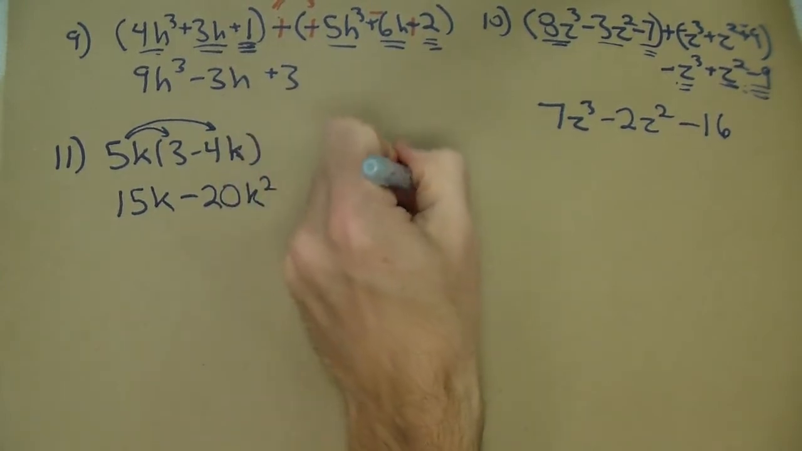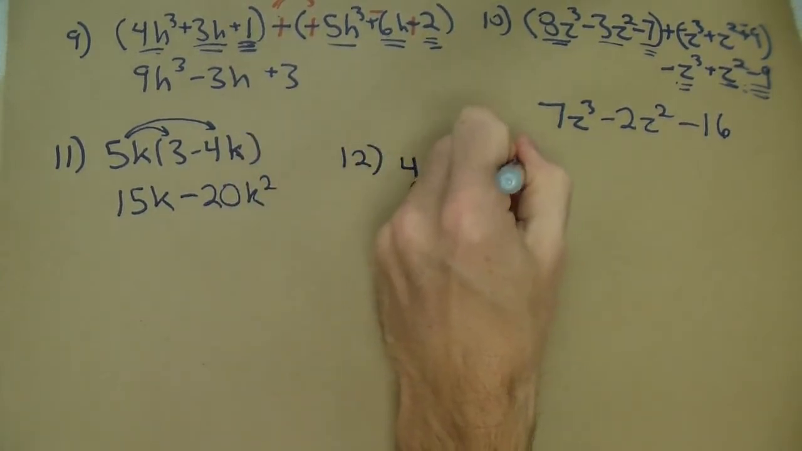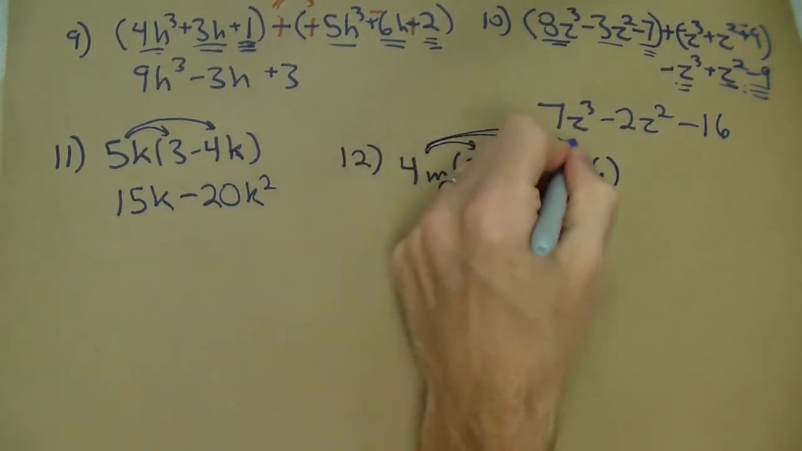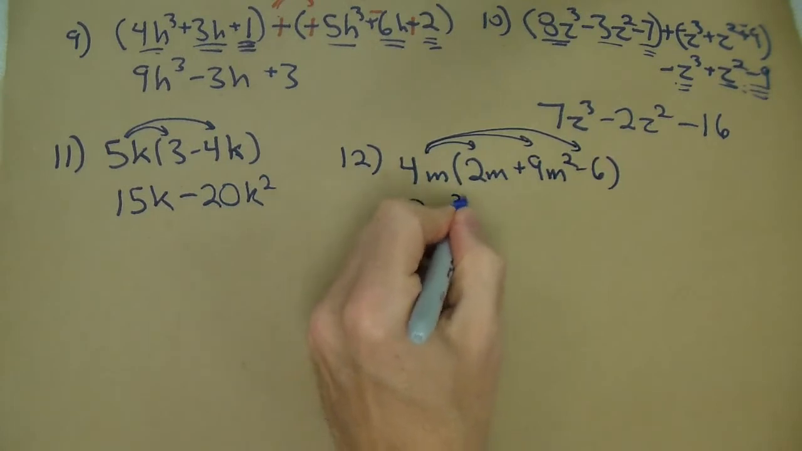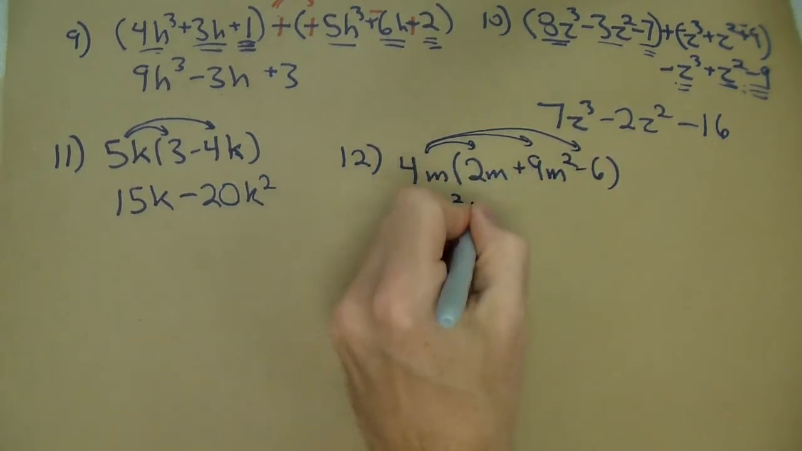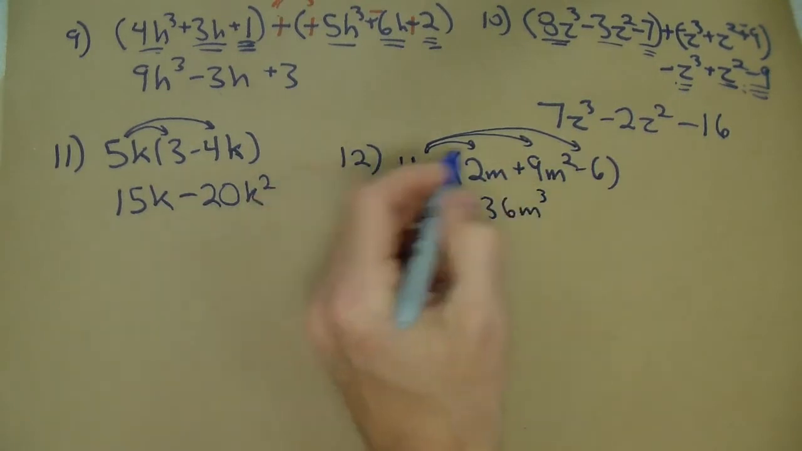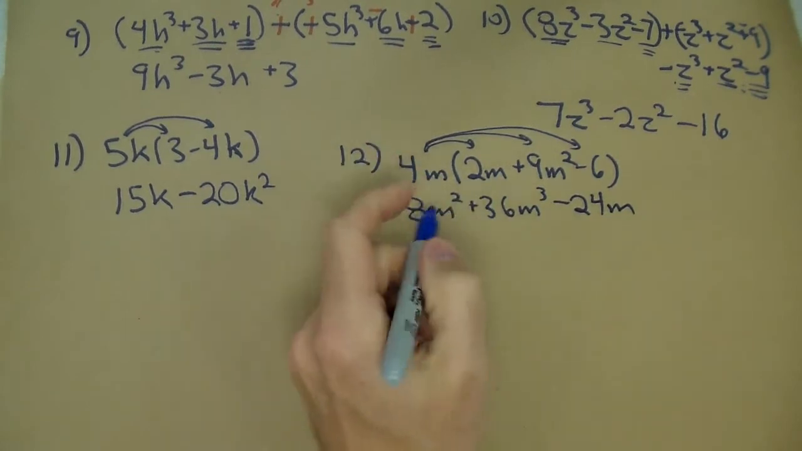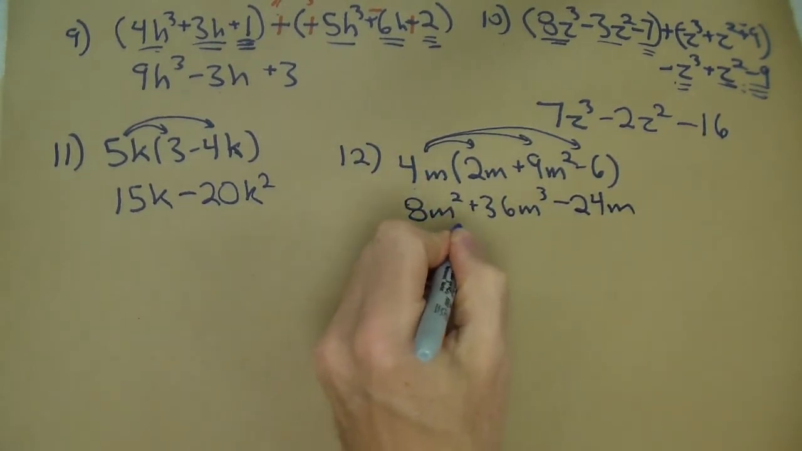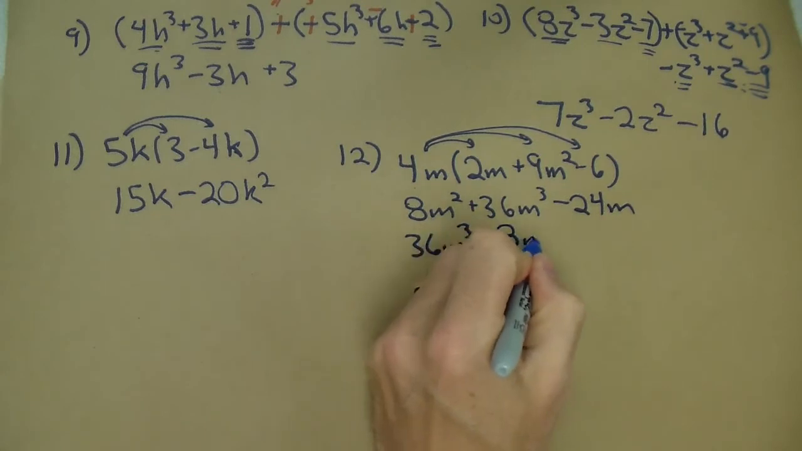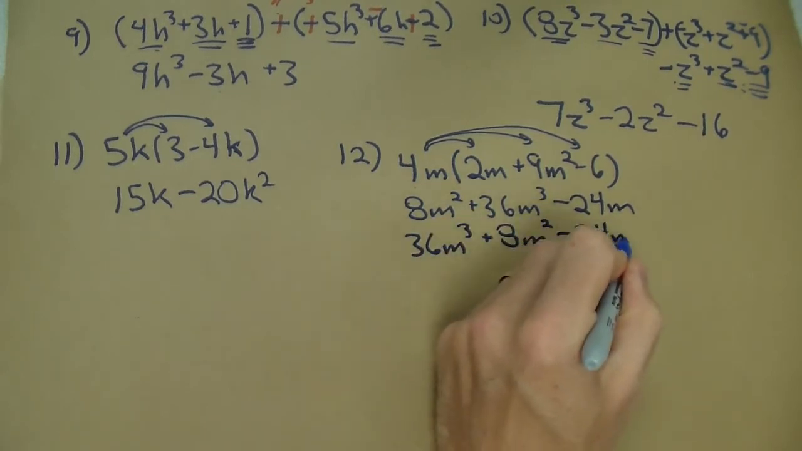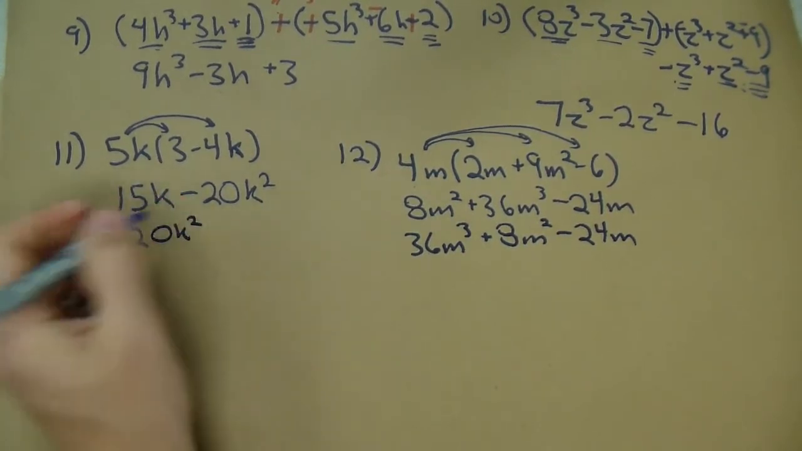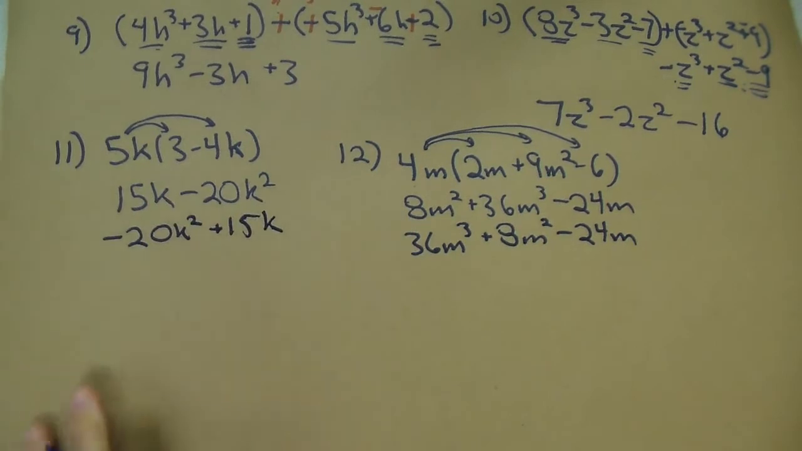Number 12, we get 4m times 2m plus 9m squared minus 6. Distribute. I get 8m squared, I get 36m to the third, and then minus 24m. Now I notice this one's not written in that standard form, so I'm going to move the 36m cubed to the front, the 8m squared second, and the minus 24m. In fact, I forgot this one over here needs to be in standard form, so it should be negative 20k squared plus 15k.